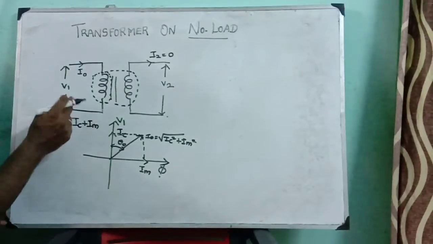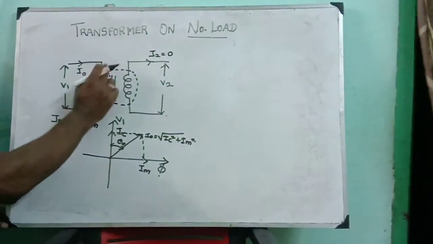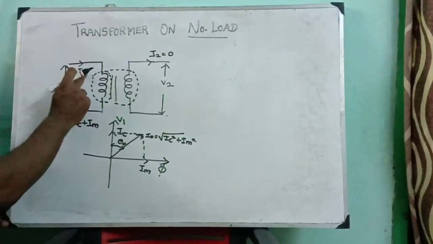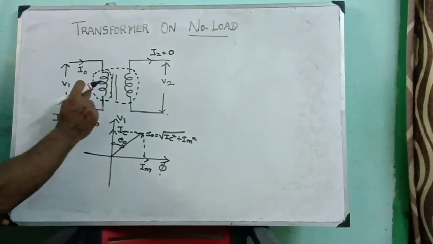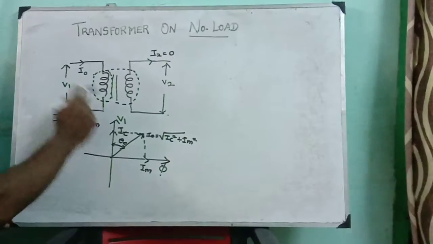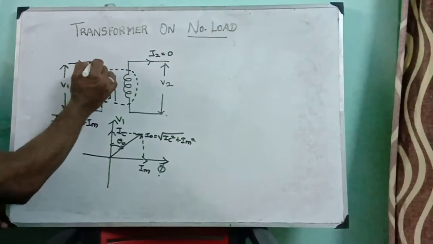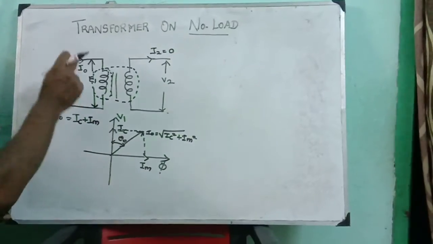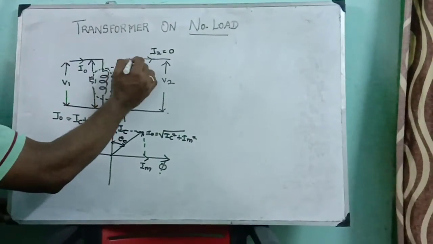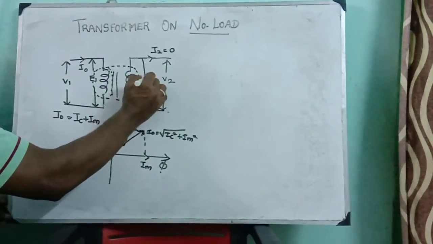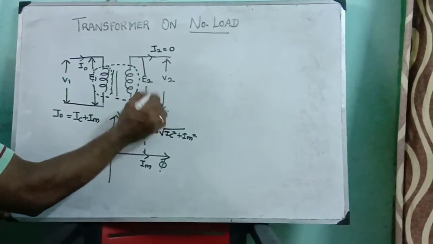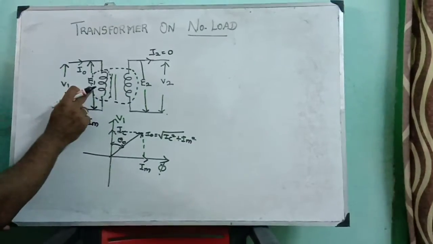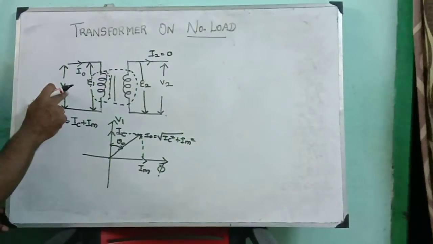Now consider only the primary winding. I am giving a supply V1. Because of V1, the current flows. Based on the current, a flux is created. We know the self-induced EMF, that is E1, will be created. Because of E1, the induced voltage E2 will be created in the secondary winding. Based on the secondary winding, you take a terminal voltage. So this E1 will always oppose your supply voltage.